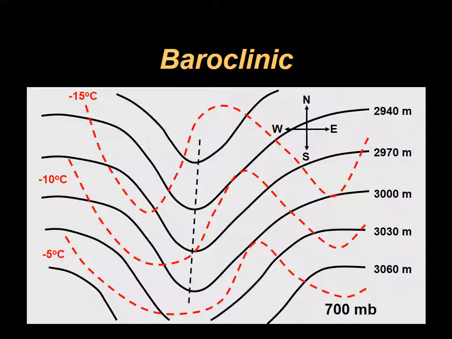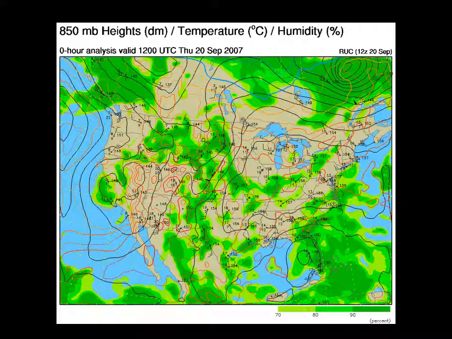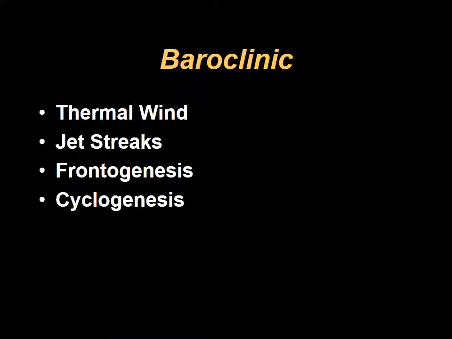So looking at a 700 millibar map, this is what you see. You see, of course, isotherms intersecting contours. And this is what it looks like on a 500 millibar chart, or 850 millibar chart. And here you've got some warm air advection across South Dakota, North Dakota, and that region. So this must be a baroclinic atmosphere.